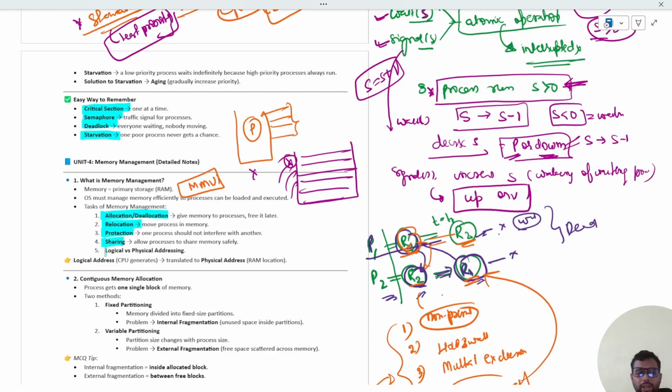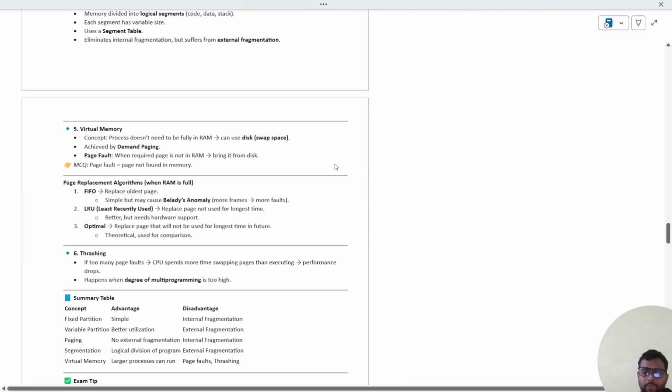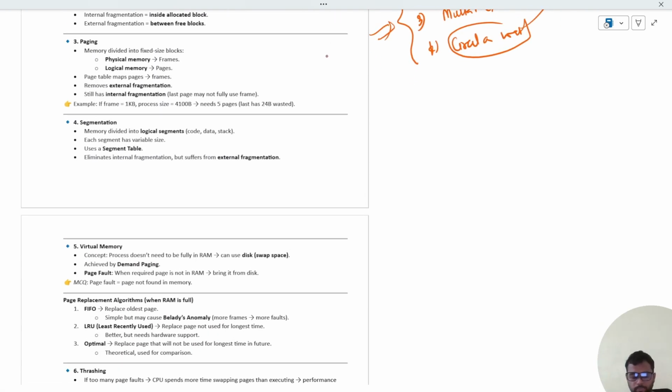Then we have protection, sharing, and logical and physical addressing. These are basically the functions that come within memory management and are performed by the memory management unit. So allocation, deallocation, reallocation we have understood. Protection is also very simple to understand. Sharing is also simple. Logical and physical addressing we will see in a while. Okay. So these are basically the functions within memory management. So what are the different types of allocation? Let us understand this. So they could be like memory allocation.